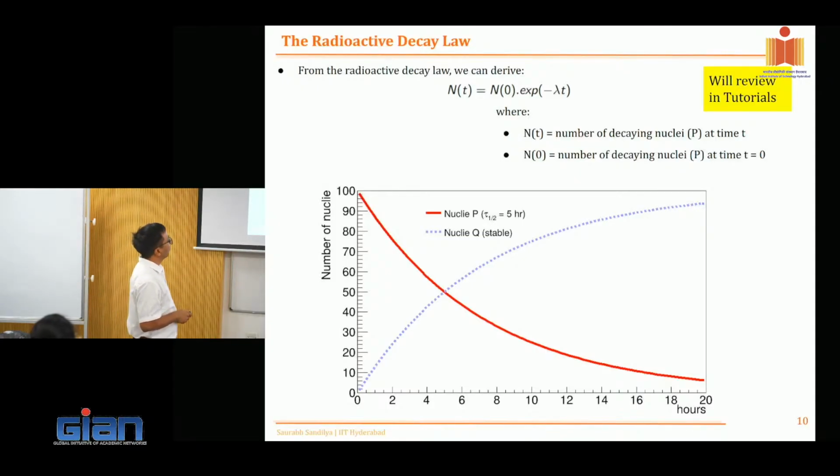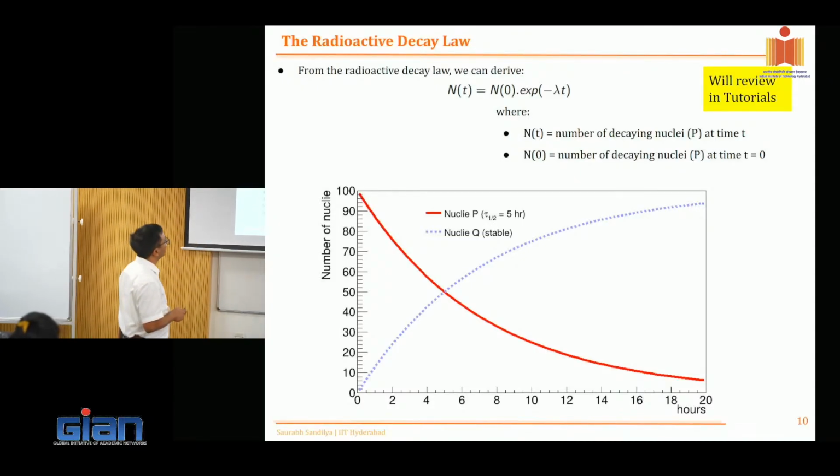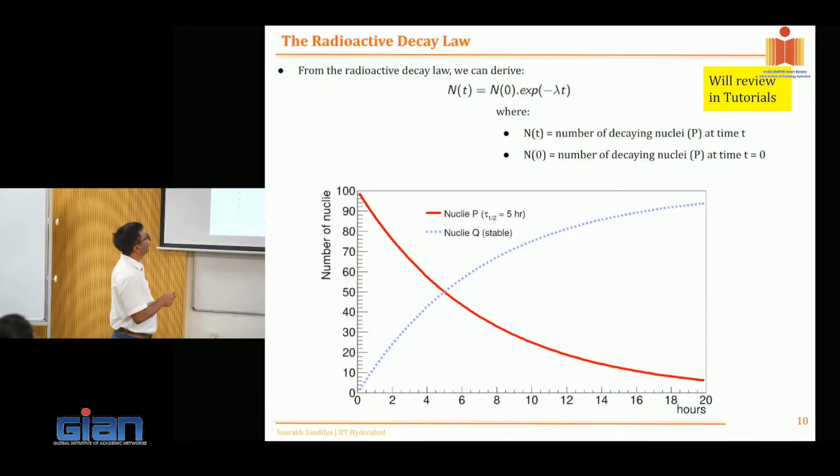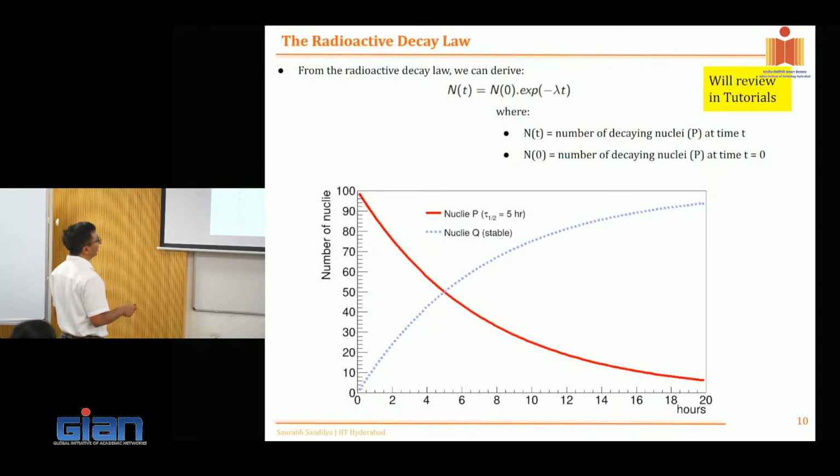So I plotted it. In this graph I put t half, just by hand, equal to 5 hours. One thing you can nicely see is P and Q. P is decreasing exponentially, and Q is increasing as 1 minus exp of P. It is also increasing.